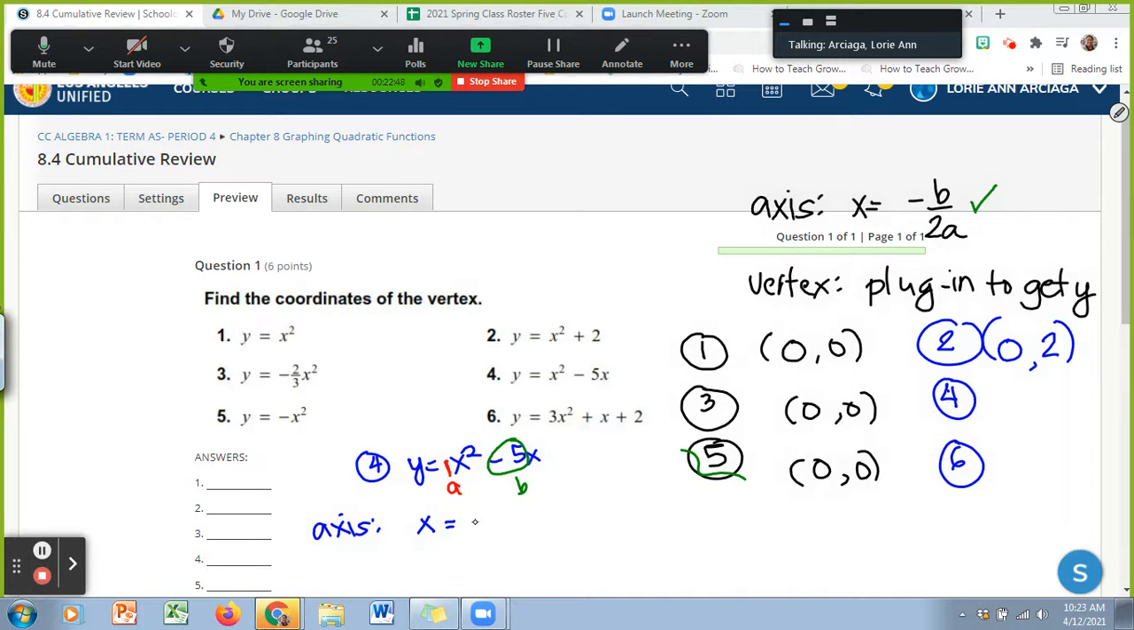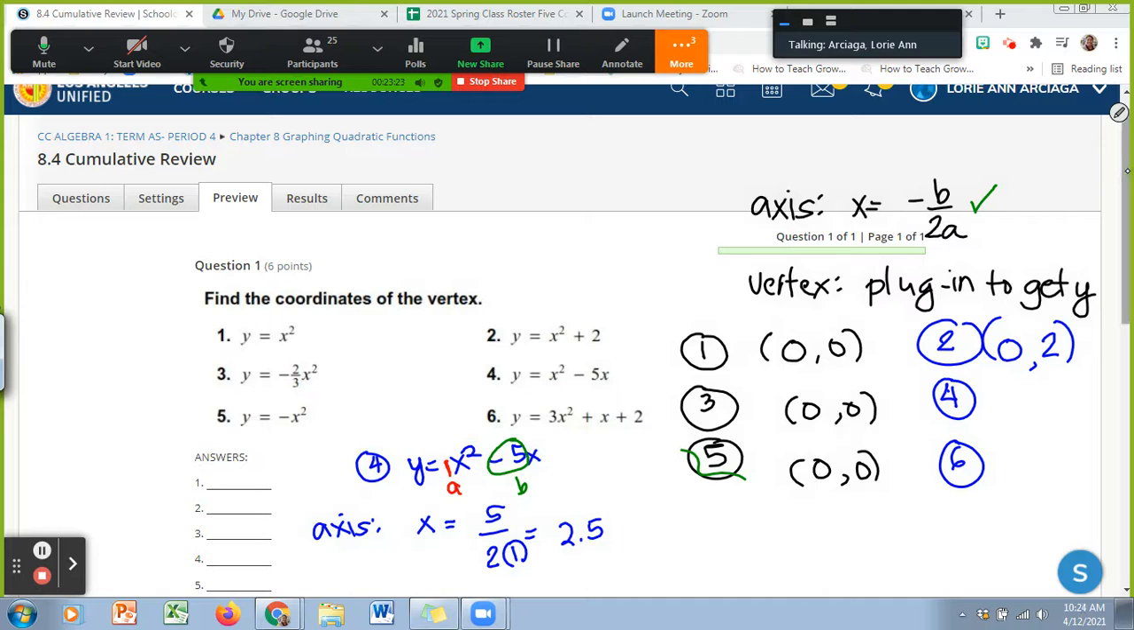Opposite of b. You said b was negative 5, so what's the opposite? 5. Perfect. Over 2 times your a value, which is 1. So what is 5 divided by 2? Anybody? Okay, 2.5. Perfect. So we know that our x number is 2.5.